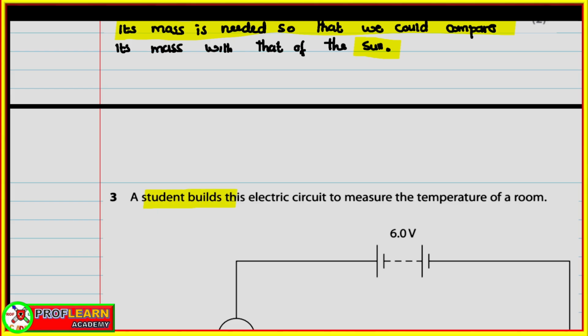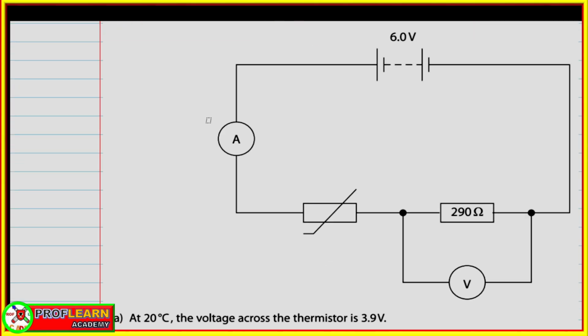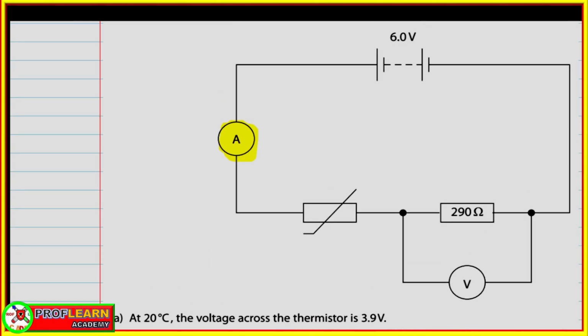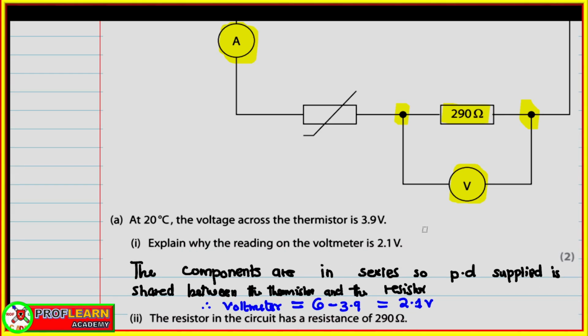The question to do with electricity, we have an ammeter which measures current. We have a thermistor here, whose resistance depends on the temperature of the surroundings, and then we have a fixed resistor here. And remember, if you want to measure the voltage of a component, you need to use a voltmeter, but it has to be connected in parallel to the component. So this is the question that is mostly asked.